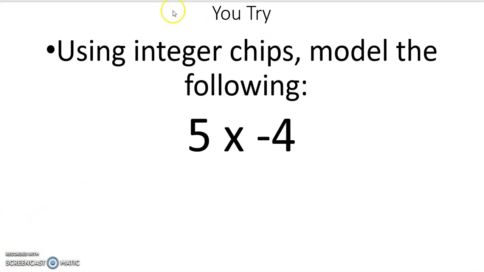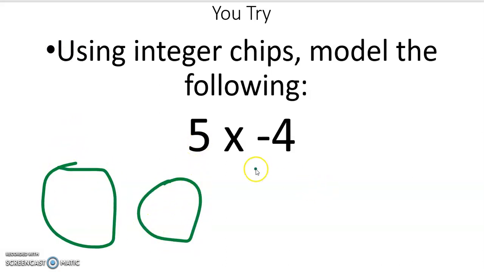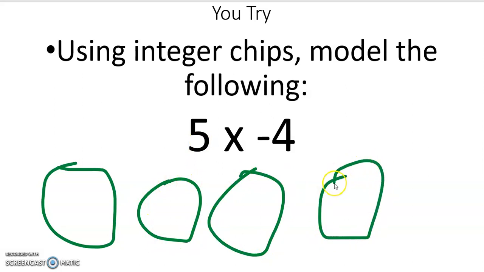All right, using integer chips, model the following. So we've got 5 groups of -4. I start and I draw a group. There's a group. How many groups do I have? I have 5 groups: 1, 2, 3, 4, 5. Those are really good groups. And how many on each one? 4: 1, 2, 3, 4.